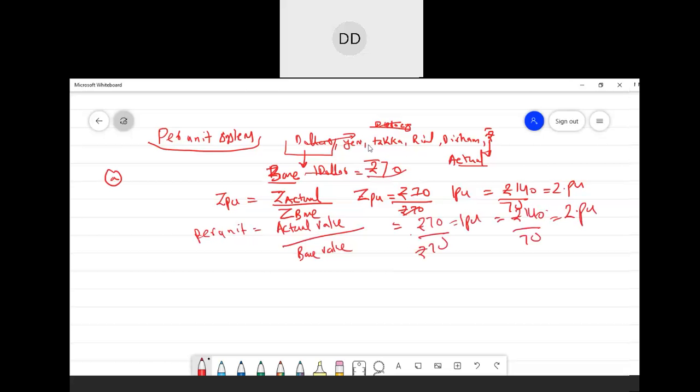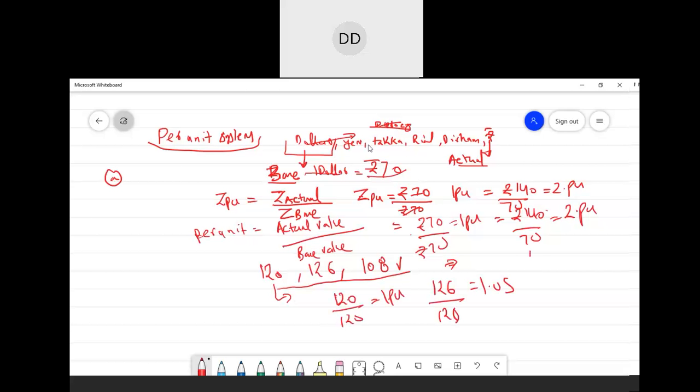Now in case of voltages, let's suppose we have 120, 126, and we have 100 volts, 108 volts. Out of all these values, we have taken one particular base, let's suppose 120. So the actual value 120 over 120 is 1 per unit. When you have taken the base, the base value gets divided over here. So this is around 1.05. Here 108 divided by 120 is around 0.9. So this is the value in the per unit system.